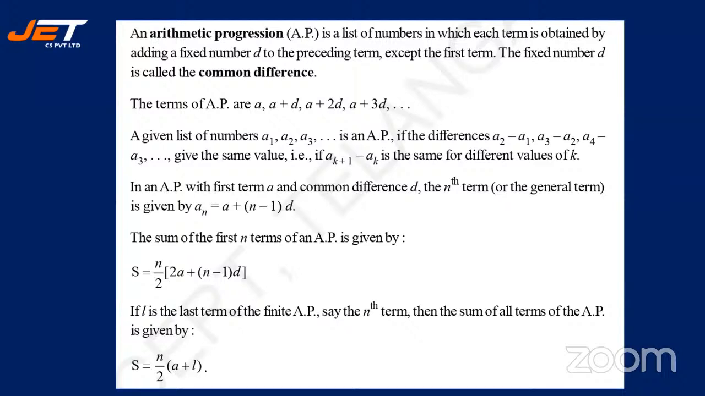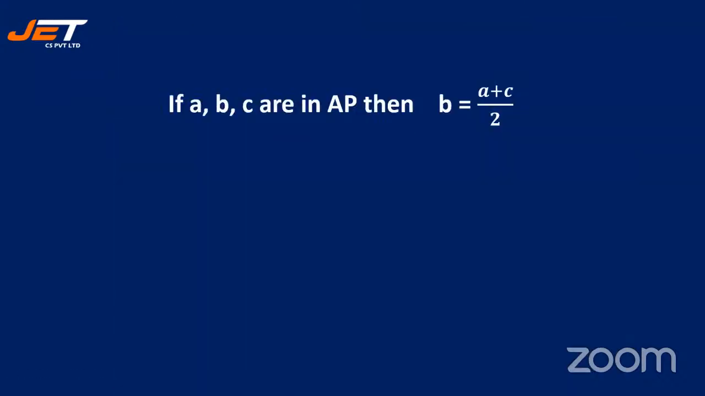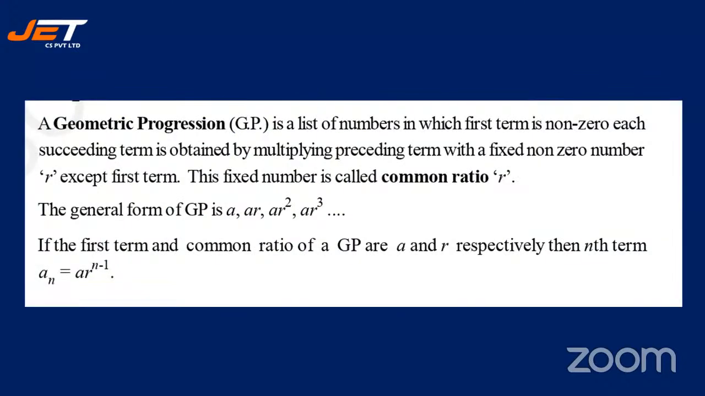These formulas have already been discussed yesterday: the sum to n terms, the nth term, all these things. So I'm sure you must know it. And if the last term of the AP is given, then how do you find the nth term? These things we revised yesterday, and also, if A, B, C are in AP, then how do you find B?